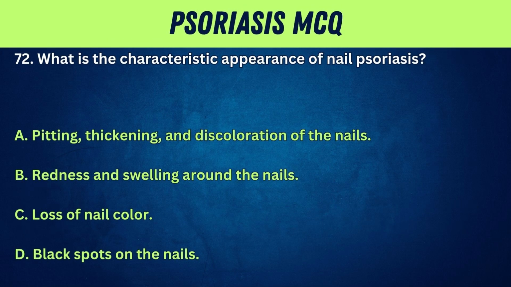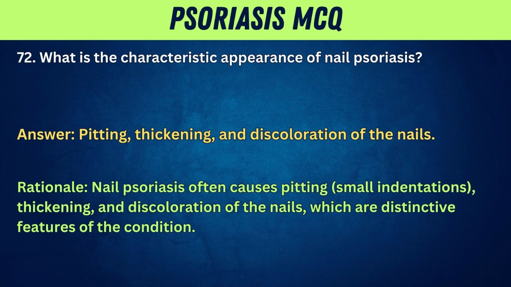72. What is the characteristic appearance of nail psoriasis? A. Pitting, thickening, and discoloration of the nails. B. Redness and swelling around the nails. C. Loss of nail color. D. Black spots on the nails. Answer: pitting, thickening, and discoloration of the nails. Rationale: nail psoriasis often causes pitting, small indentations, thickening, and discoloration of the nails, which are distinctive features of the condition.